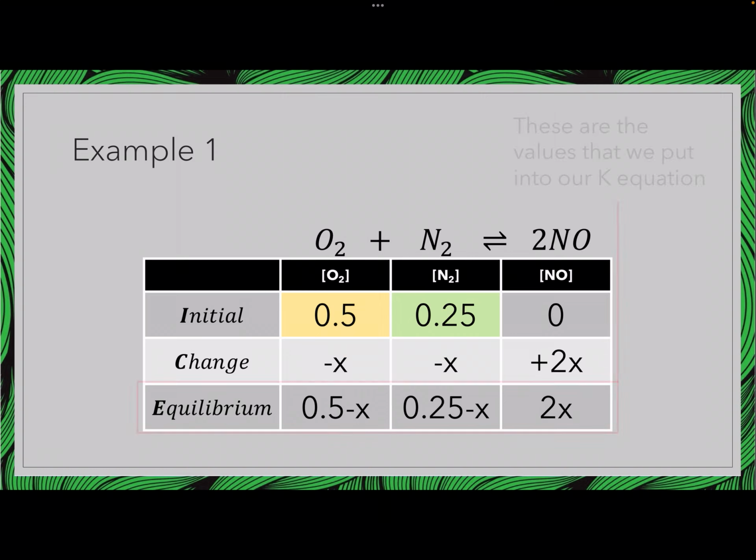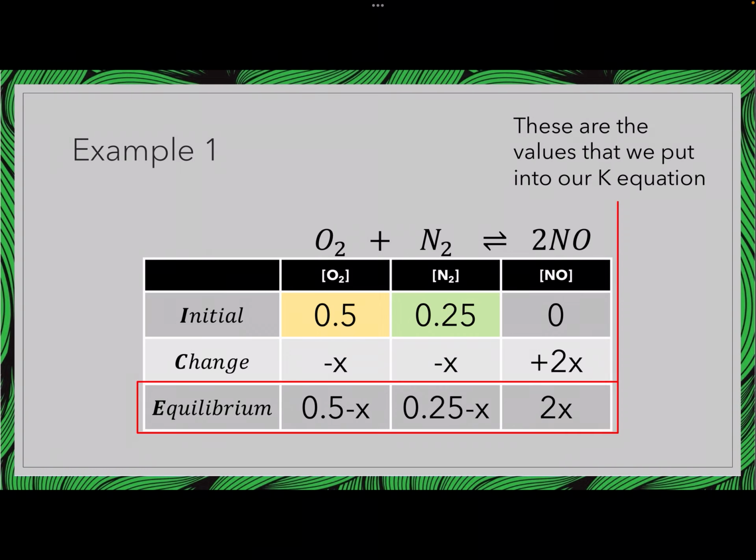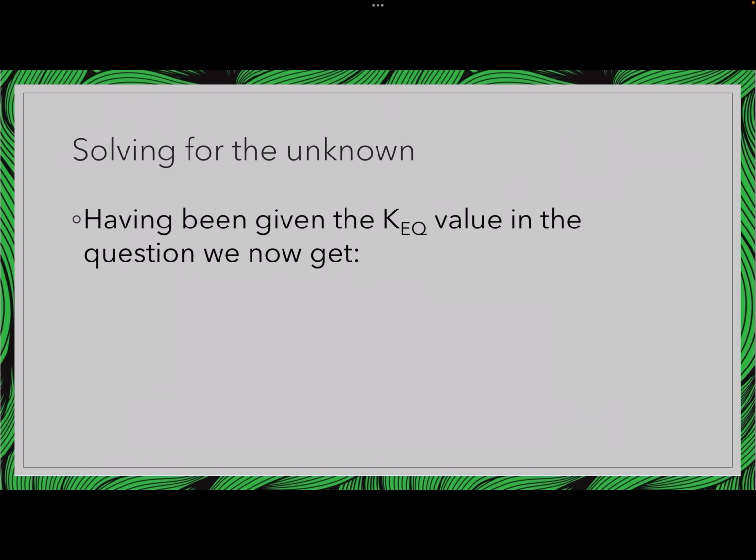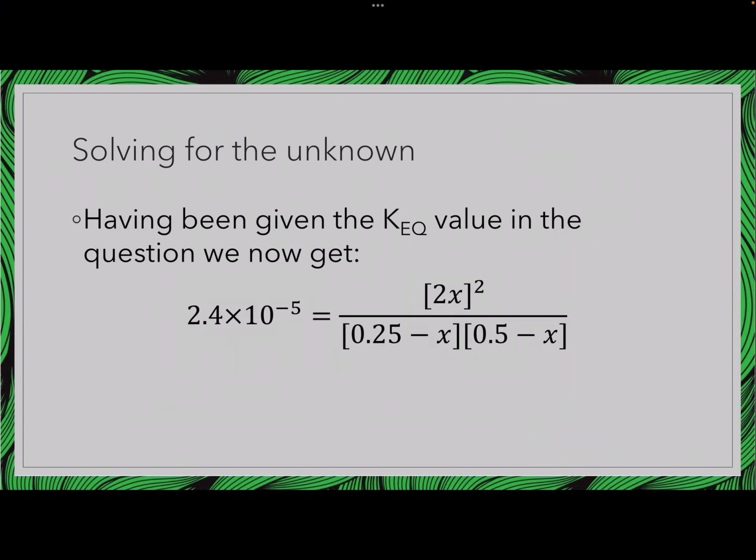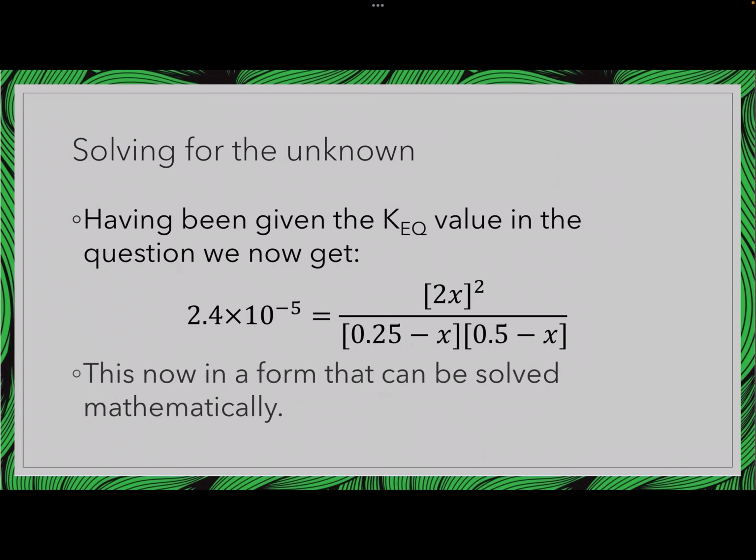Now, that last line, that equilibrium value, they're the ones that we put into our K equation or K expression. So we solve for the unknown. We've been given the KEQ value in the question, and we now get that. So we've done the K expression, we've substituted in our unknowns, and we've made it equal to our KEQ value. We then start to solve it mathematically.